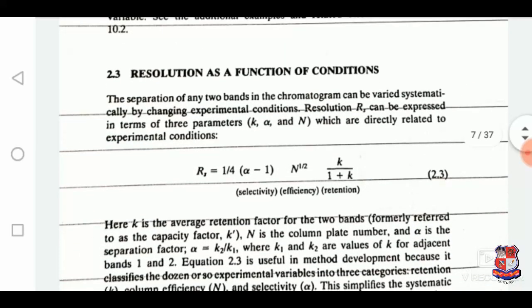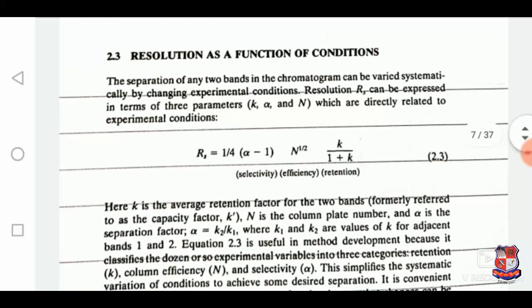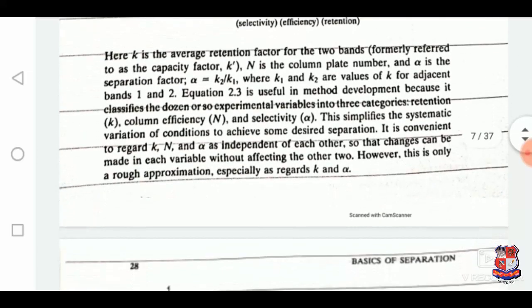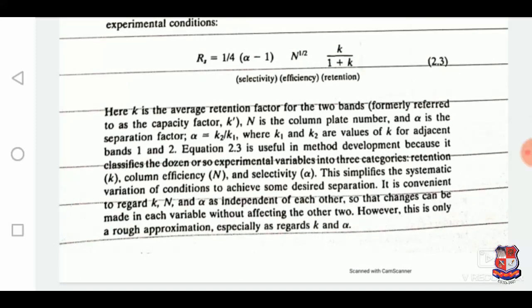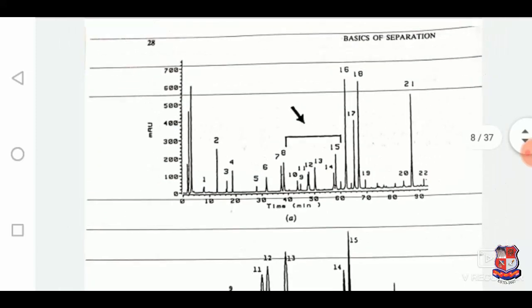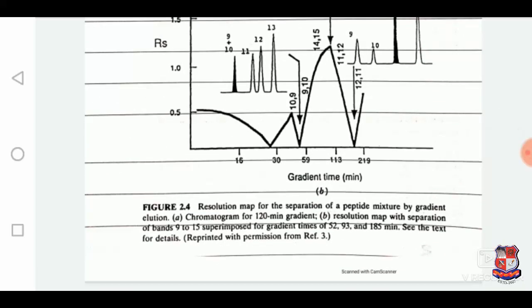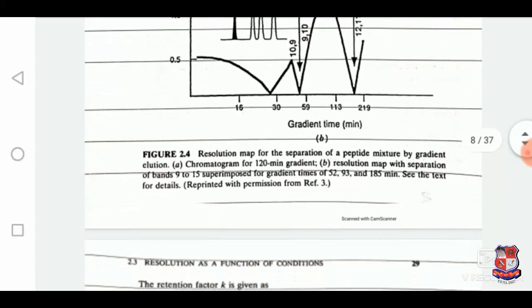Resolution is a function of conditions. So this is another important equation for that. In that, selectivity, efficiency, and retention are the 3 components, where k is the average retention factor, alpha is the separation factor, and k1 and k2 are the k values for adjacent bands 1 and 2. N is the column efficiency, that is plate number. This is another figure illustrating how a resolution map for separation of peptides is made.